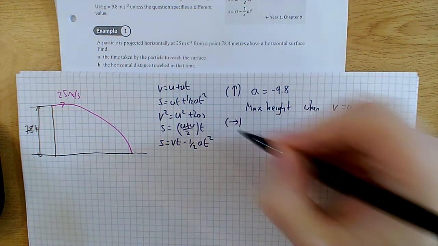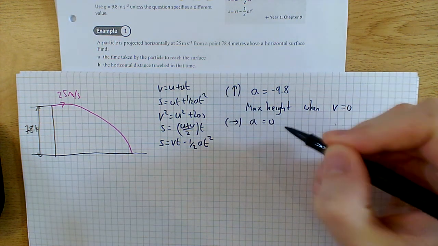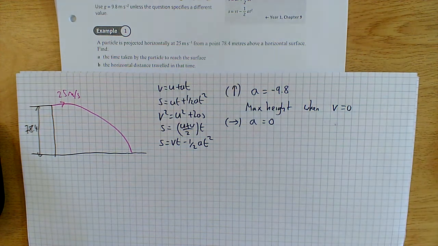When we're going horizontally, we actually have that A is always equal to 0, because gravity will not affect the horizontal motion. So if an object was thrown off something and it didn't actually hit the floor, it would just keep going with the same velocity for the entire time. So we're always going to be able to use A equals 0.